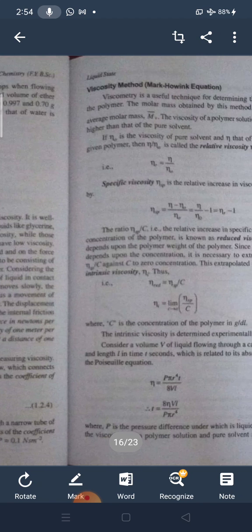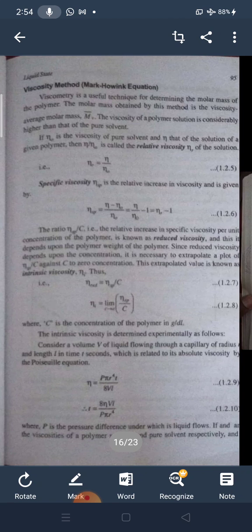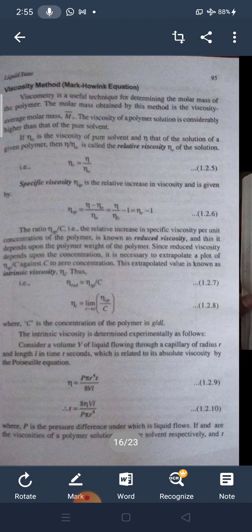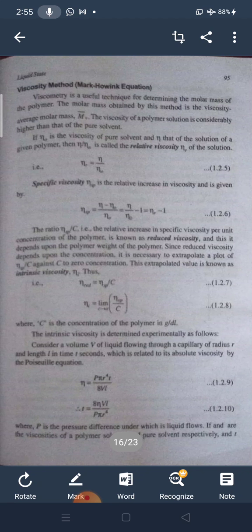The viscosity method is used to determine the Mark-Houwink equation, which we will see one by one. Viscometry is a useful technique for the determination of the molar mass of a polymer. The molar mass obtained by this method is the viscosity average molar mass, and the viscosity of the polymer solution is considerably higher than that of the pure solvent.